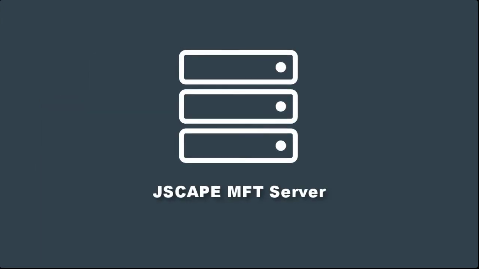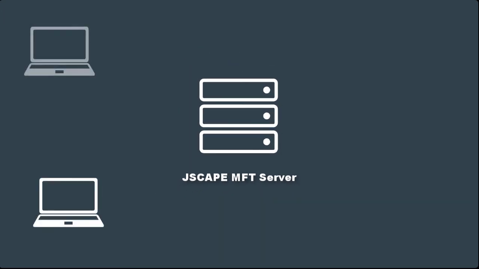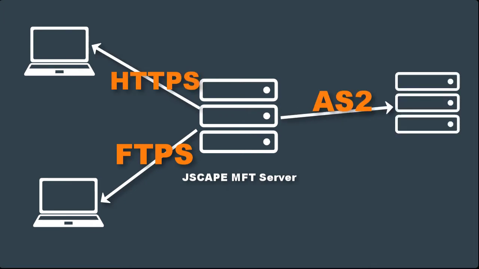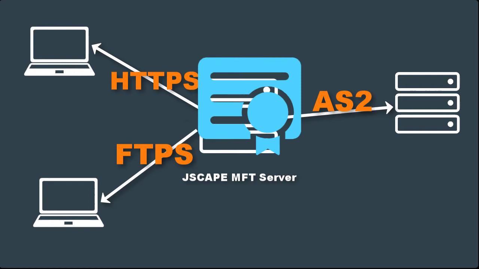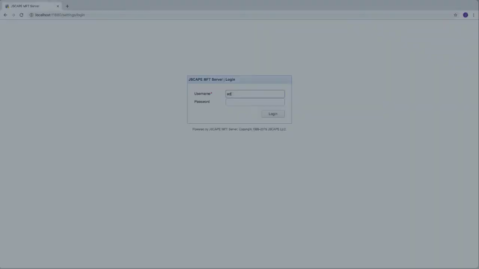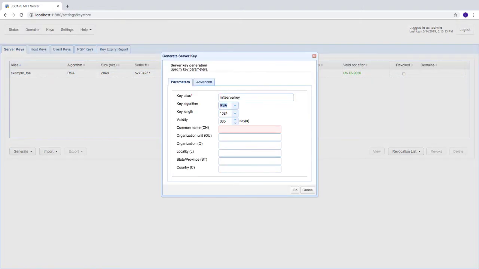In JScape MFT server, file transfer protocols that employ SSL or TLS like FTPS, HTTPS, and even AS2 running on HTTPS all support server authentication using digital certificates. To employ TLS digital certificates on MFT server, you could generate a self-signed certificate or a certificate signing request or CSR and obtain a certificate signed by a duly recognized certificate authority.